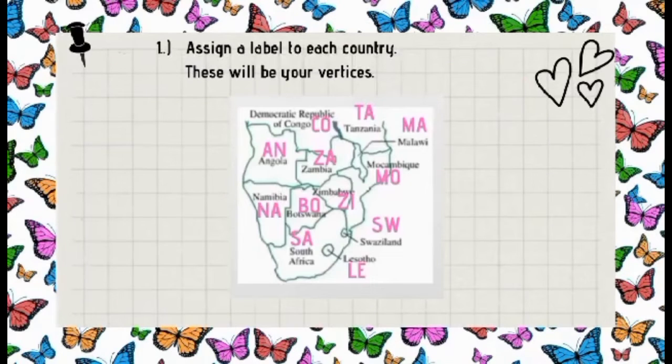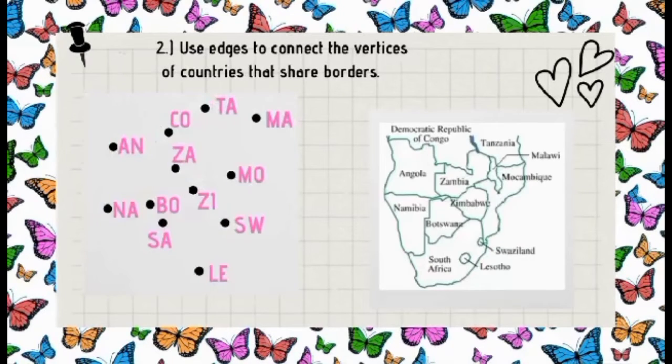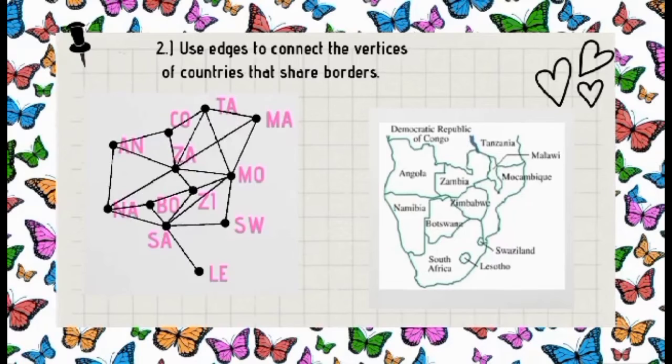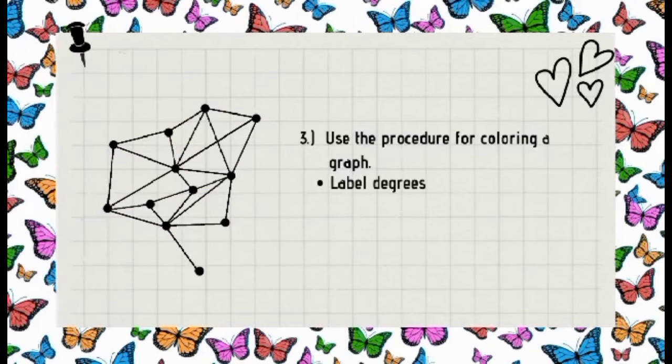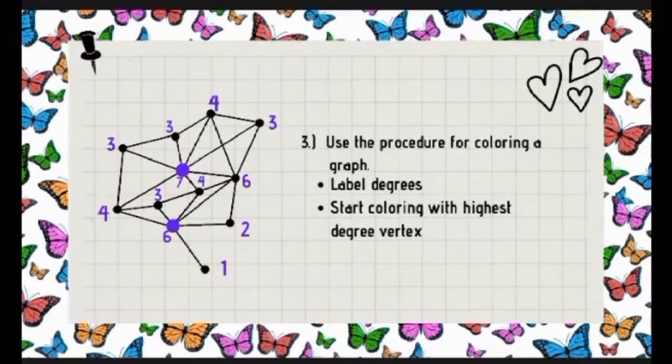Number 1. Assign a label to each country. This will be your vertex. Number 2. Use an edge to connect the vertices of countries that share borders. Use the procedure for coloring a graph. First, label degrees. Second, start coloring with the highest degree vertex. And next, we are going to follow the graph coloring steps.